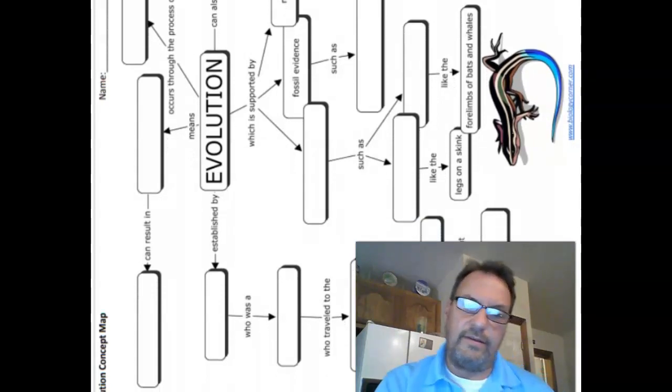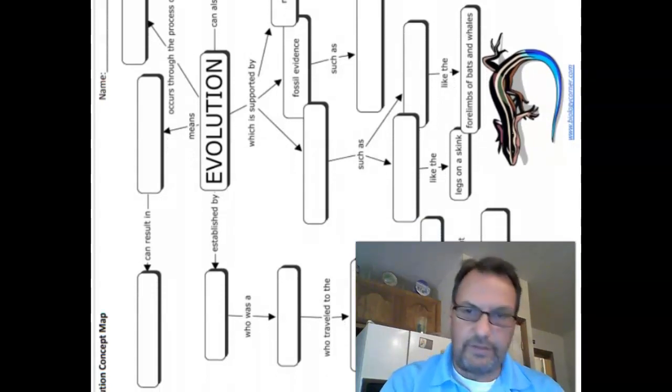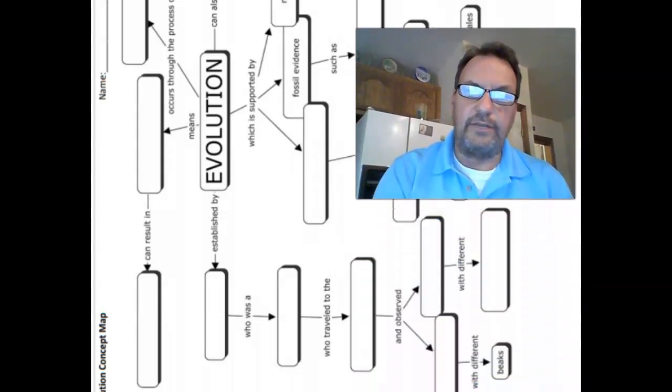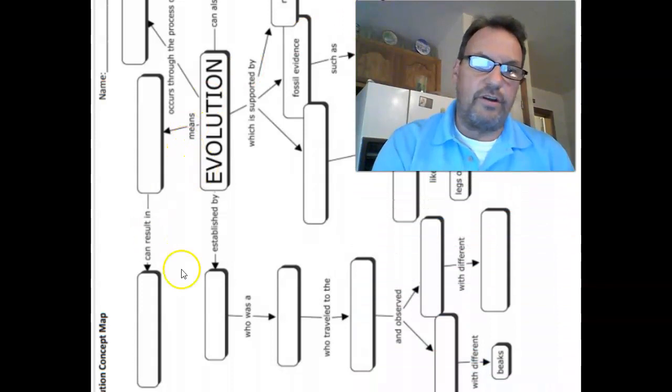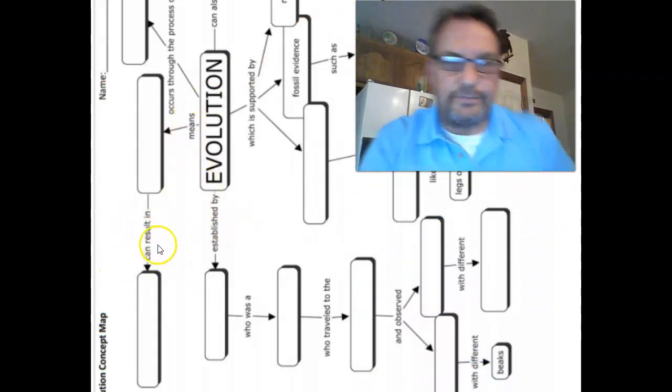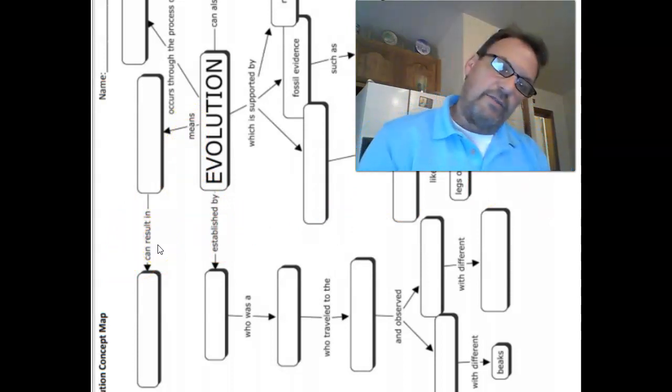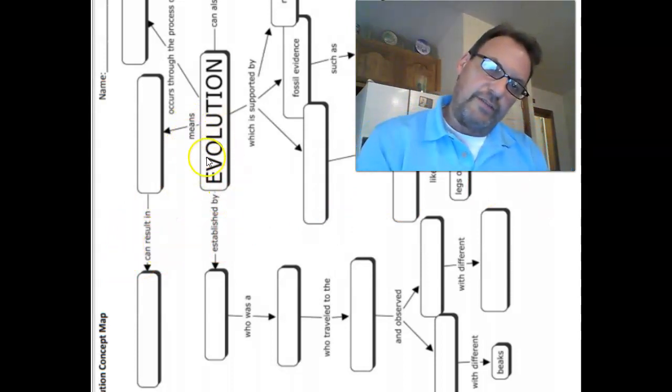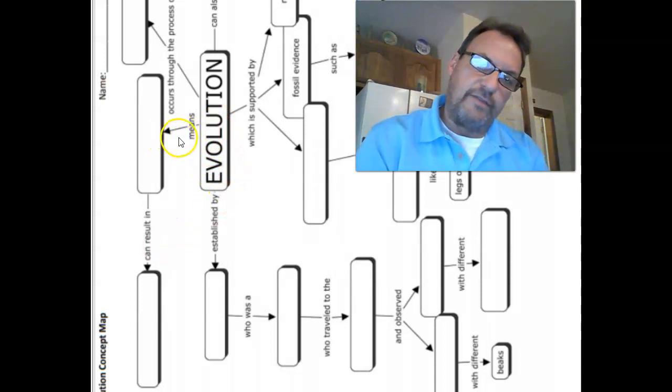Okay. And I will move my picture so we can see the blanks we're going to work with. We're going to start by filling in these blocks on the left side of the worksheet. And we're going to start right here with evolution and find one of the arrows coming off of it.